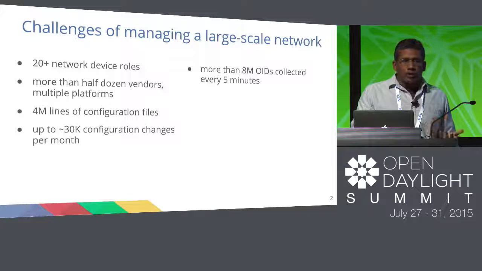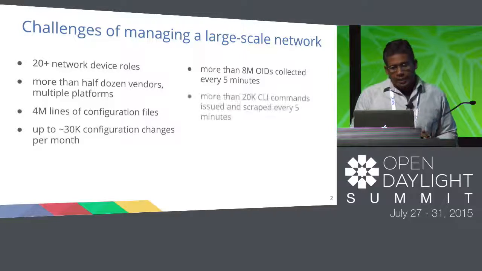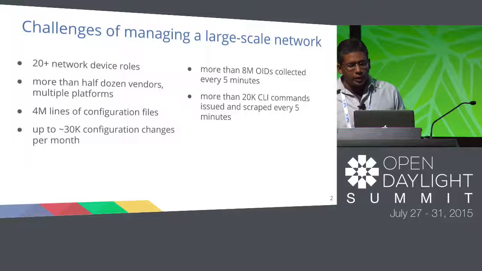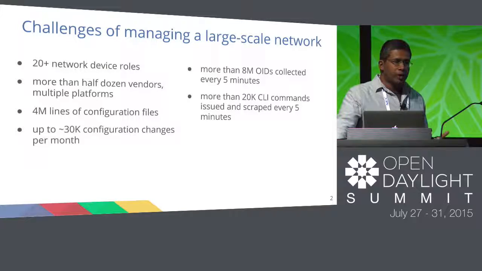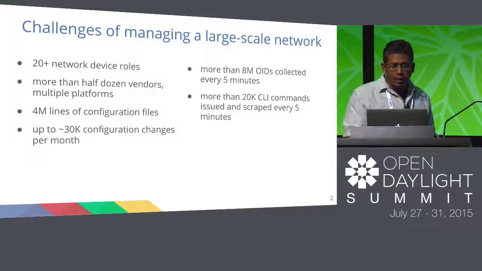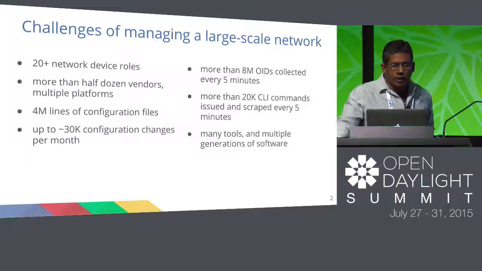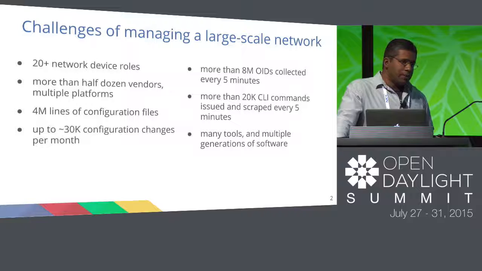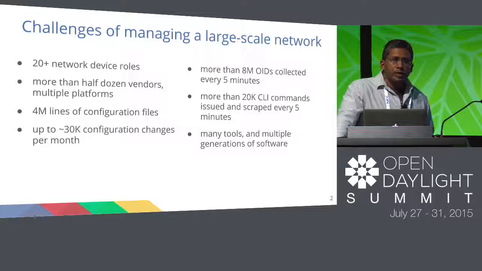And then from the monitoring side, we're collecting huge amounts of data from our network. So more than 8 million object IDs from an SNMP perspective, roughly every 5 minutes. And then we have more than 20,000 CLI commands that we're issuing to basically scrape information from devices so we can manage and understand what's going on in the network. And that's also sort of at a 5-minute time scale. So we end up essentially with many, many different kinds of tools, multiple generations of those tools, all sort of adding to the complexity of managing and operating our network.